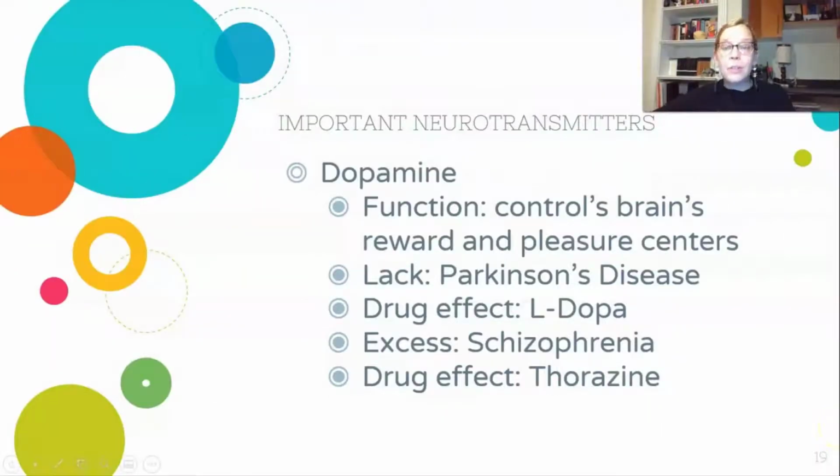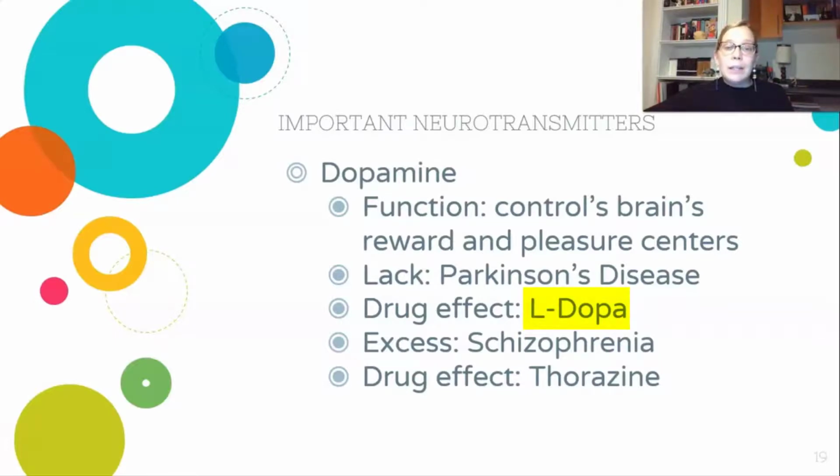Our next major neurotransmitter is called dopamine. Dopamine serves to control your brain's reward and pleasure center. So some psychologists like to joke that it is one of the few things that actually makes you happy. Dopamine controls your reward and pleasure centers, and is associated with some common disorders and diseases that affect a lot of people in very major ways. For example, a lack of dopamine is associated with Parkinson's disease. Many patients that are diagnosed with Parkinson's are given treatment by being given a drug called L-Dopa.